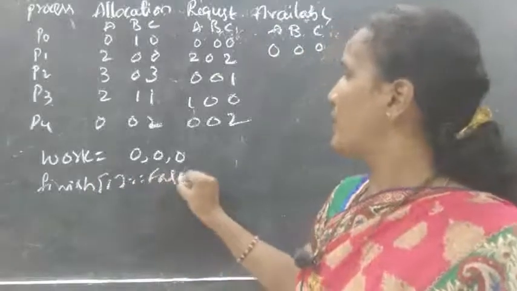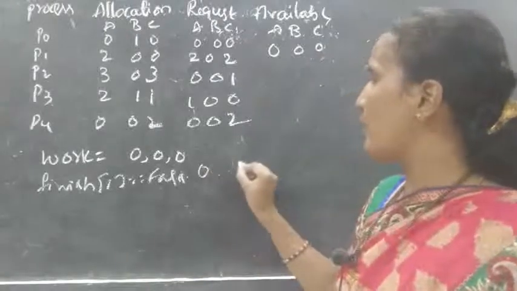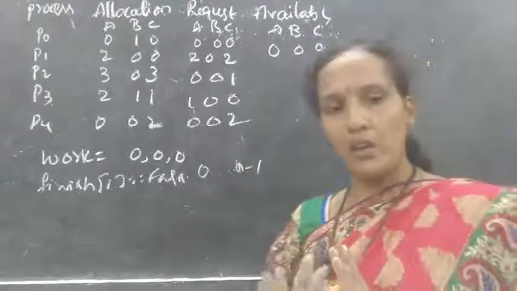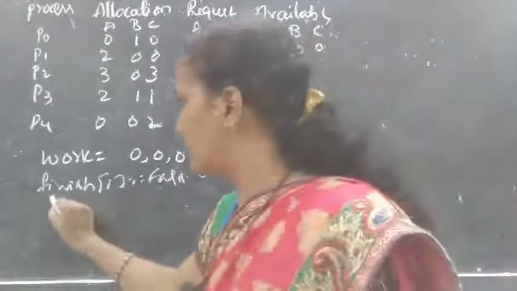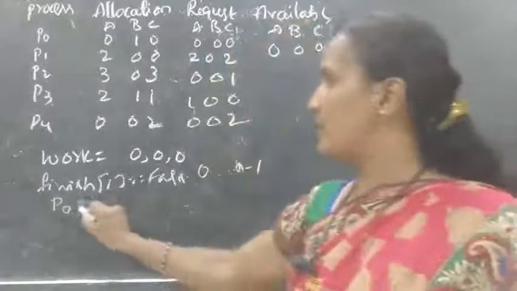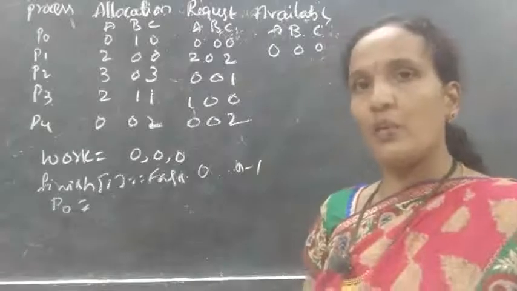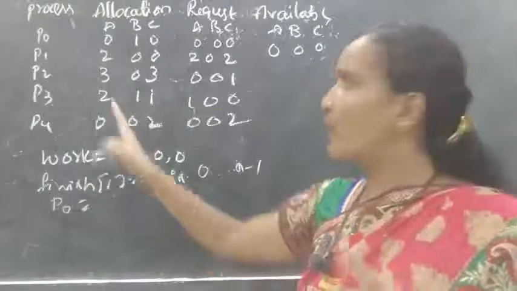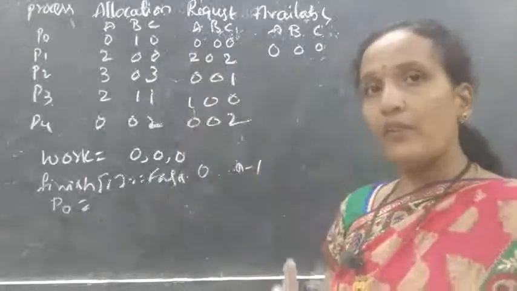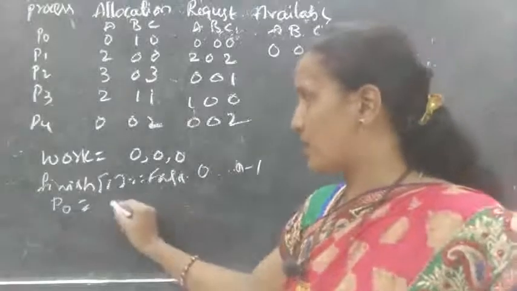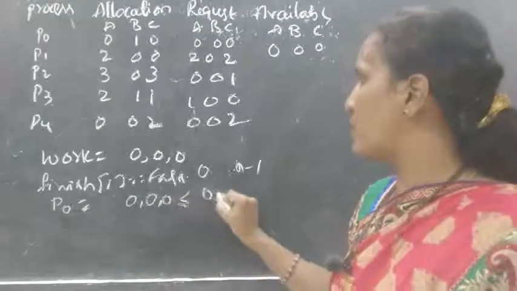This means they have not completed their execution, from 0 to n minus 1. Now we check the first process, P0. What is the first condition? When the process is requesting, the first step is finish of I equals false, meaning the process has not completed its execution. Then, request: how many is it requesting? 0, 0, 0, less than or equal to 0, 0, 0.